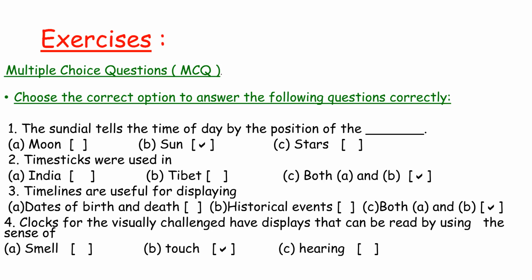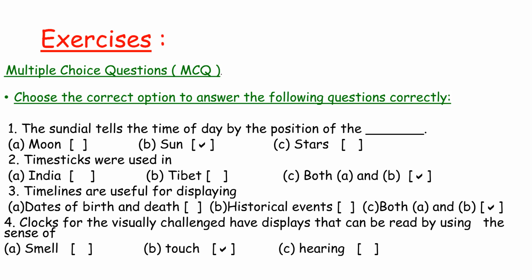The second is, time sticks were used in. The options are India, Tibet, both A and B. And the correct answer is both A and B. It means in India and Tibet both.